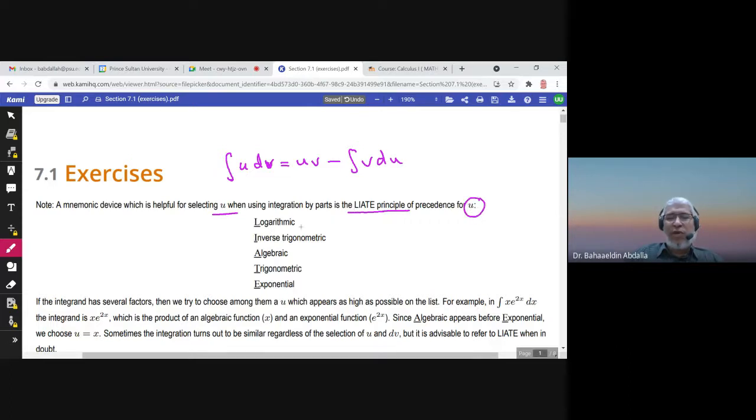So L is for logarithmic. If we have a logarithmic function, we immediately choose it as u. It has the first priority. Then I, inverse trigonometric functions, then A, algebraic functions like x or square root of x or 1 over x, and then T, trigonometric functions, sine, cosine, and E, exponential functions like e to the power x. Inverse trigonometric like sine inverse, cosine inverse, logarithmic ln x, log x. So using this principle, we select u first.